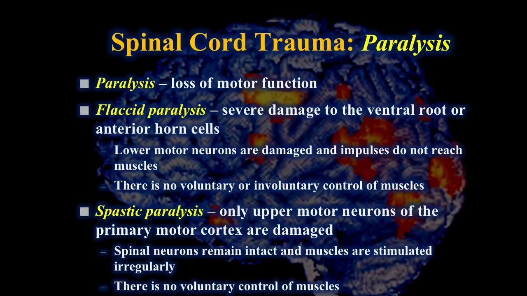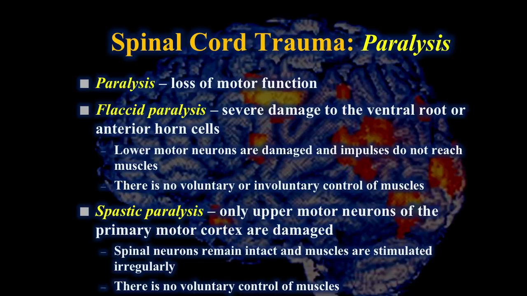If you have an injury in the anterior horn cells, which are the cell bodies of those anterior root nerves, then you're not going to be able to get any information out to the muscle. So lower motor neurons are damaged and impulses cannot reach the muscles. They can't get there. There is no voluntary or involuntary control of the muscles because it's disconnected from the spinal cord. Can't get information. So it's just going to be limp, no movement.